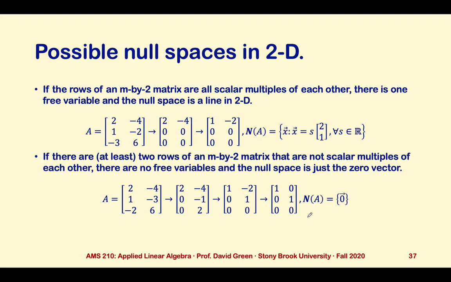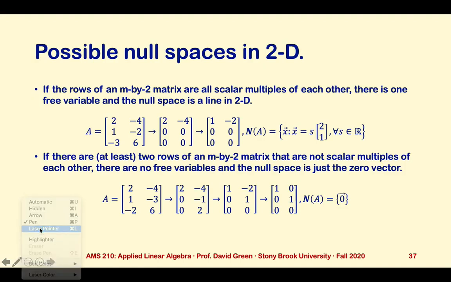Okay. Now that we've discussed the idea of a null space and how we can find the null space by finding special solutions and then taking all linear combinations, now let's think about what null spaces might look like, what they might represent in some of the simple dimensional cases.